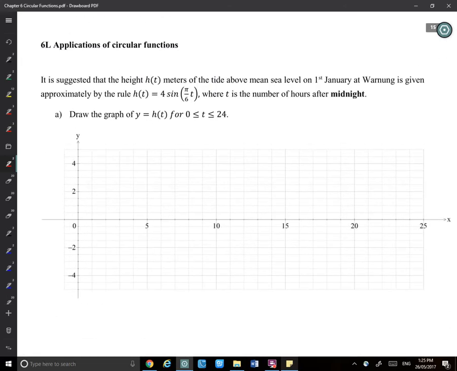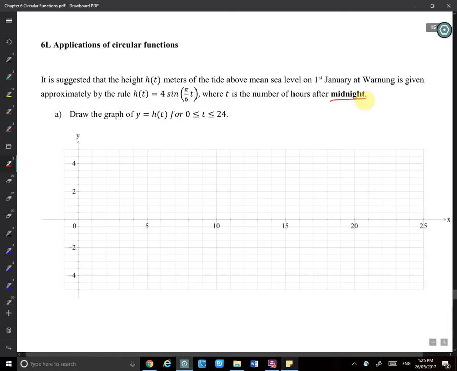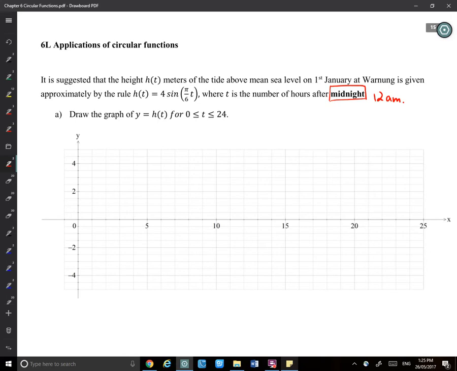It's suggested that the height h(t) meters of the tide above mean sea level on the 1st of January is given approximately by the rule h(t) equals 4 sine of pi t over 6, where t is the number of hours after midnight, 12 a.m. Draw the graph of this.